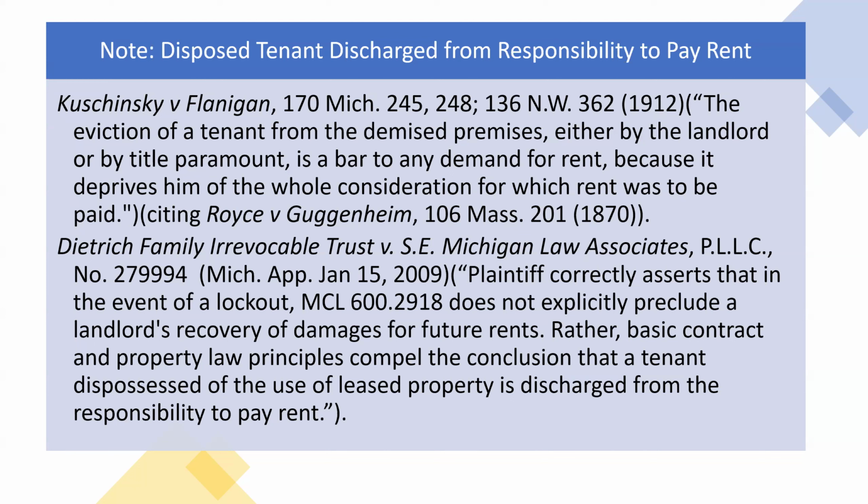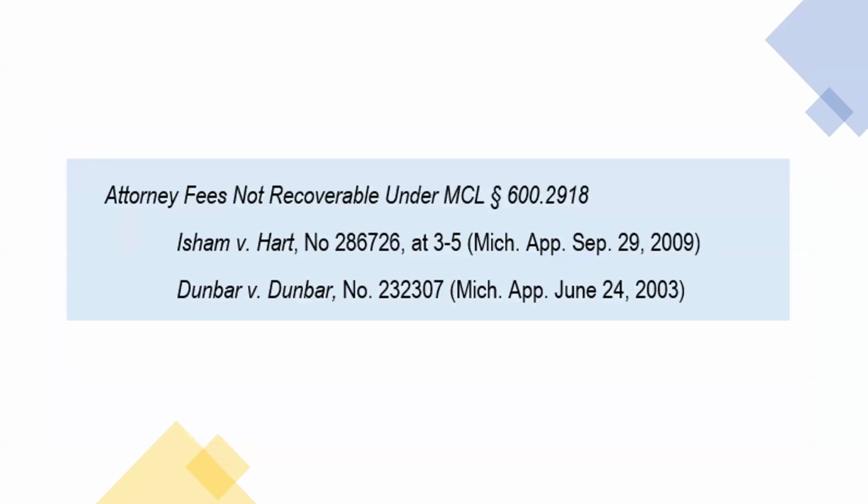And actually, Michigan law requires a judge or jury to offset the amount of rent owed to the landlord by the damages or injury to the tenant during the time period that heat or water, hot water, or whatever utility was not provided. Okay, so that's something to keep in mind as well.